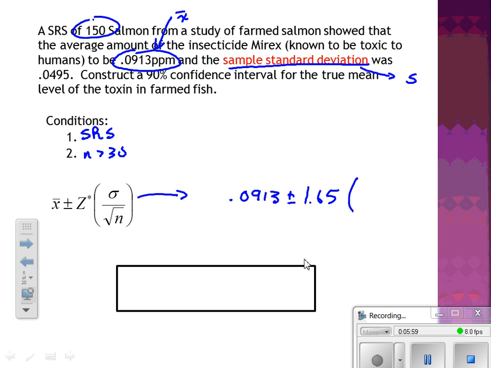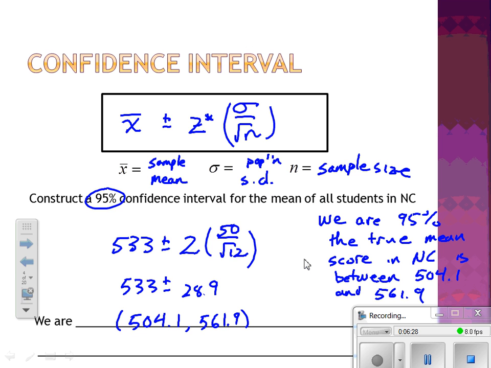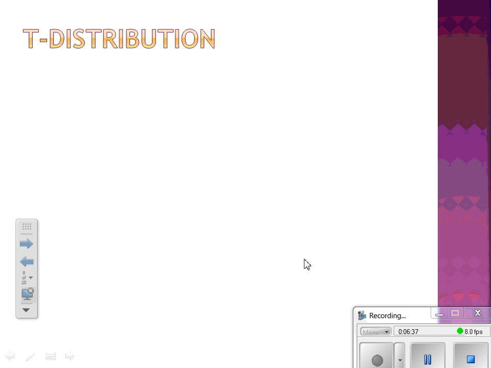And then here's the issue. This is s that's given to us. We do know that we're going over the square root of 150, but our problem is we don't know sigma. If you think about this for just a moment, if we don't know what the true mean is, what's the chance that we actually know what the true standard deviation is? We're trying to estimate this stuff about the population. How would we be so lucky? If we don't know what the true average is, how would we have access to the true standard deviation? So the solution to this is what's called a t-distribution.